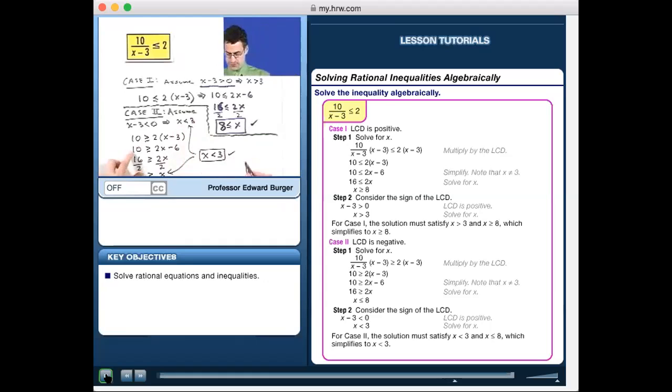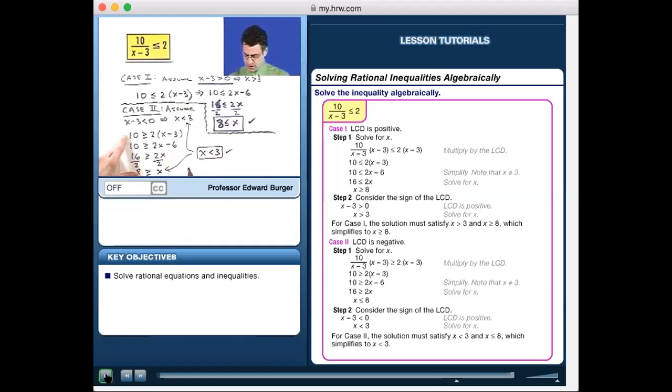So the total solution, the solution for all, is going to be, I'll write it in set notation, the set of all x such that x is less than 3, and then we're going to union that, because it's that or this, x greater than or equal to 8. Kind of complicated, you see it? So it's this or that.